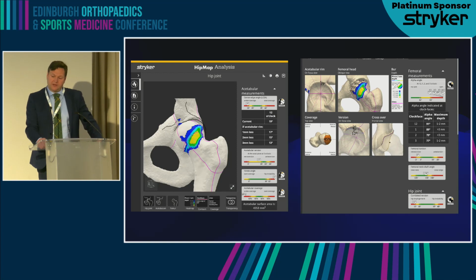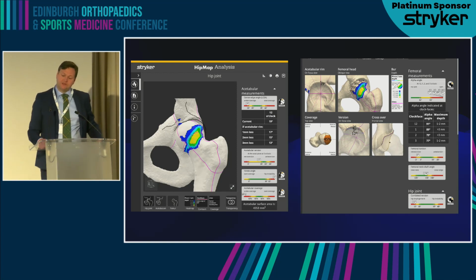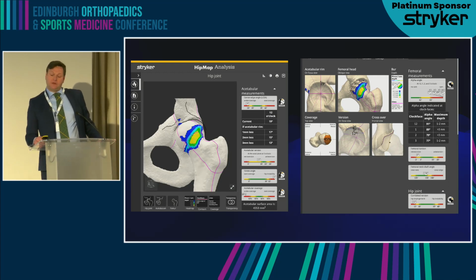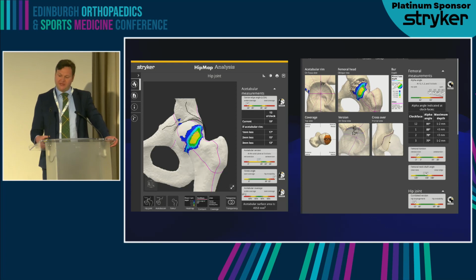But we are getting better with technology to understand, and we often have mixed patterns. So this patient has both a mixed pattern of hip dysplasia and FAI syndrome, or CAM morphology. And so the more we can understand about the anatomy, the better. And Rowena, you'll be delighted to see.